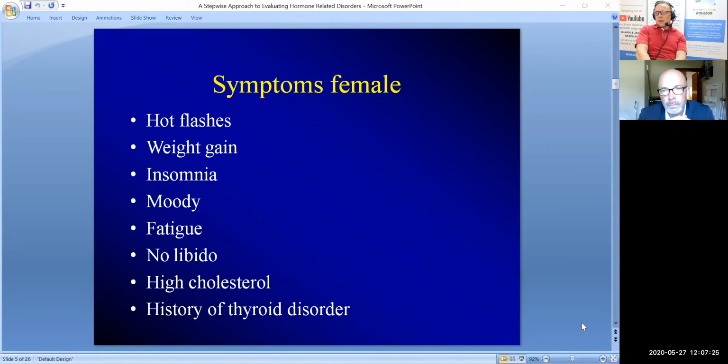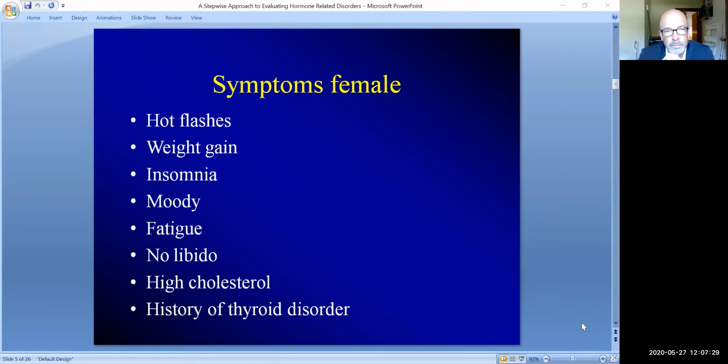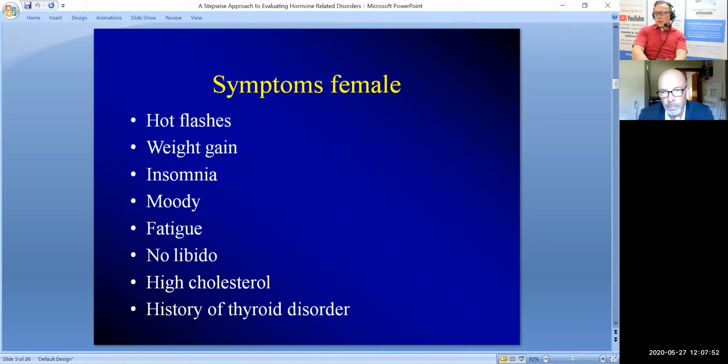But weight gain, insomnia, moodiness, fatigue, decreased libido, high cholesterol, history of thyroid cancer, all these are symptoms of hormone deficiencies. So when you think high cholesterol, my point, and I hit this home last time but I want to reiterate it, is that when you see a patient, especially in their mid 40s, male or female, who has high cholesterol, don't think Lipitor, think hormones. Karl, what do you have to add to this slide?